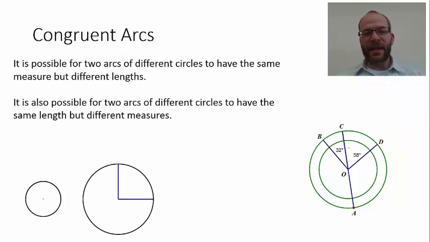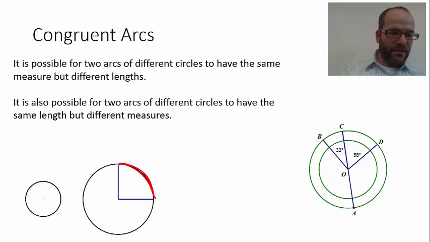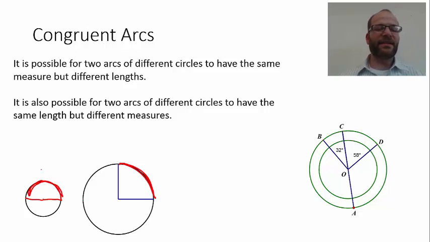On the other hand, it's possible for two arcs of different circles to have the same length but different measures. So if I look at the circle here on the right and consider this arc length here, and I compare it to a semicircle over here, this arc length here, I'd find that the two arcs have exactly the same length, even though they have different measures. This one is 90 degrees, and this one is 180. Two completely different measures, yet the same length. So neither of those situations present congruent arcs.